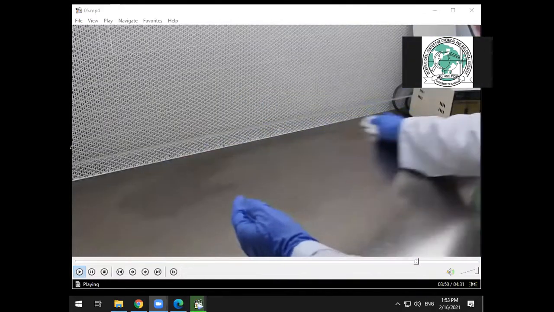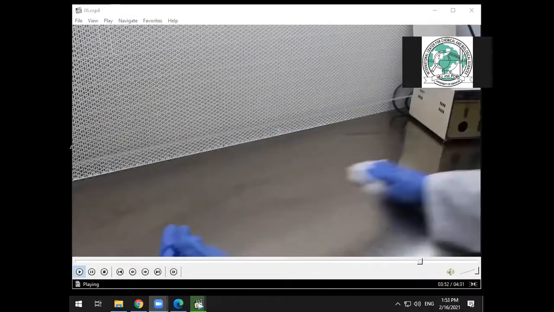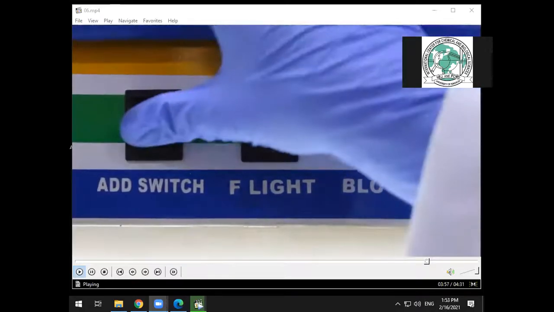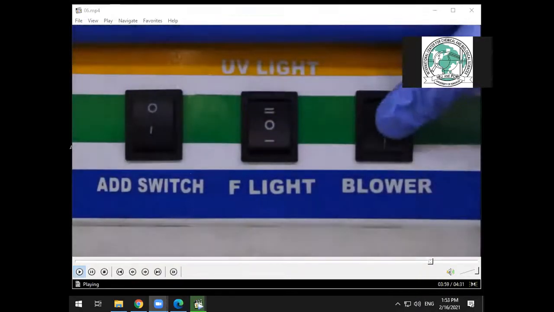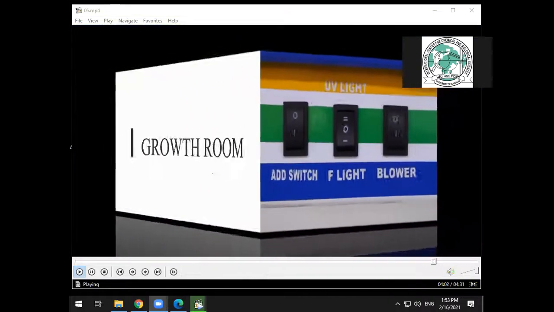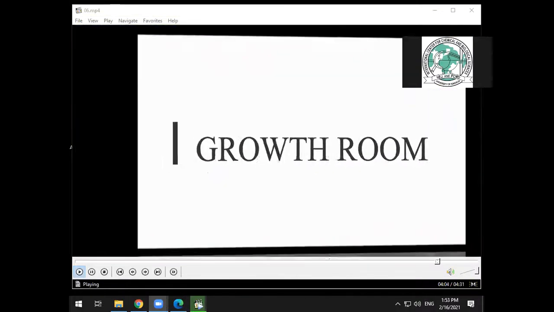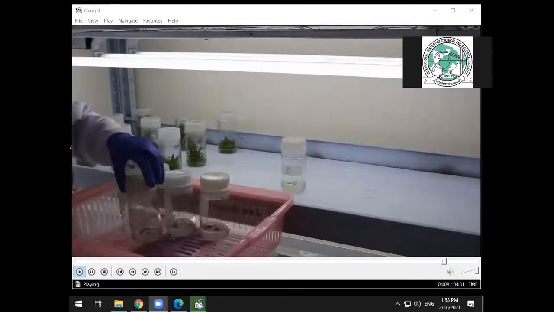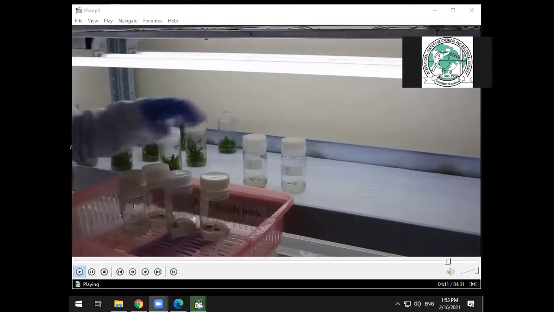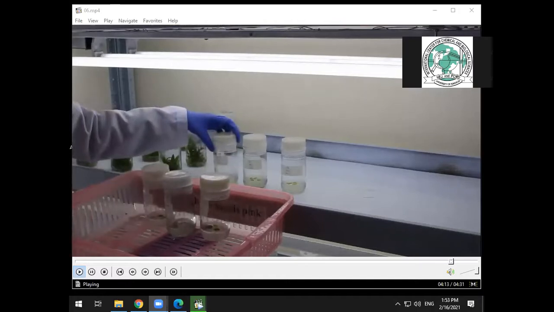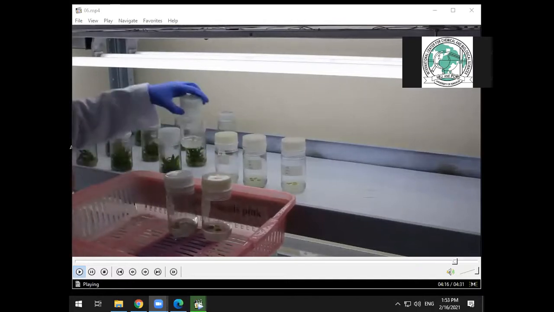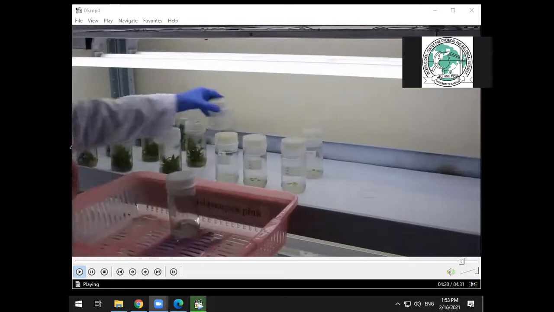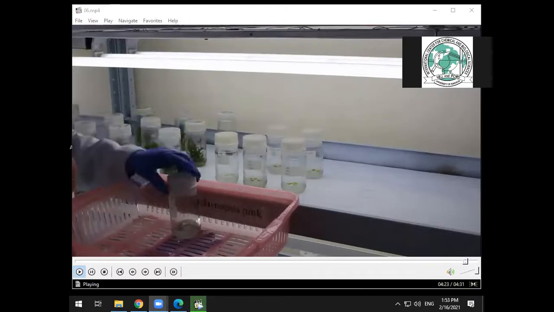Disinfect the surface of hood with 70% ethanol after finishing your experiment. Turn off switch, light, and blower. Keep the jars in growth room under controlled condition with photo period of 16 hours light and 8 hours dark at a temperature of 24 degrees plus minus with 40% relative humidity.